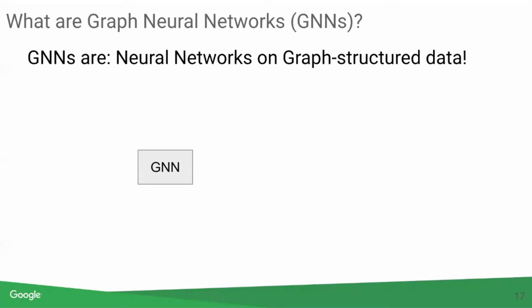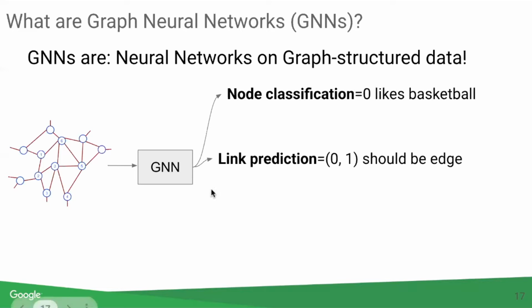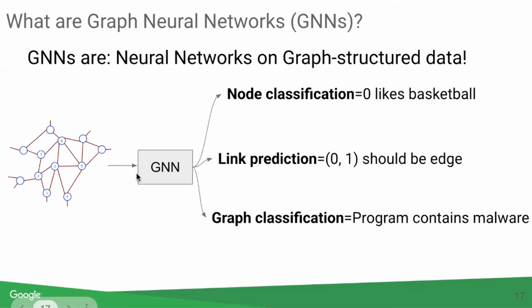In a similar vein, graph neural networks are also neural networks, but instead of the input being a picture, now the input is a graph. And the output, well, it depends on how you train it. Maybe the output could be node classification. So here, node ID 0, maybe you want to classify that they like basketball. Or maybe the output could be link prediction if you trained as such. So maybe it should tell you that nodes ID 0 and 1 should be connected. And another problem that GNNs are good at is graph classification.